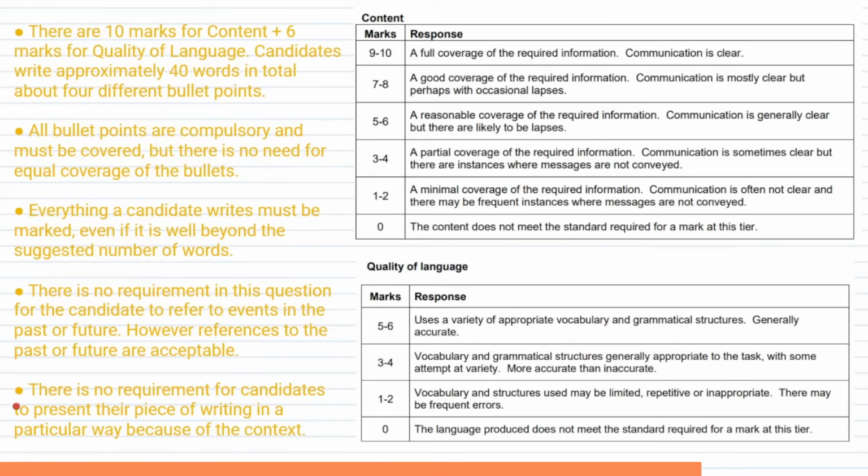Finally, there is no requirement for candidates to present their piece of writing in a particular way because of the context. I have seen many students begin their responses to these sorts of questions with "hola amigo", etc., but that is completely unnecessary. Okay, that's the mark scheme done. Let's go back to planning and writing an answer to this question.